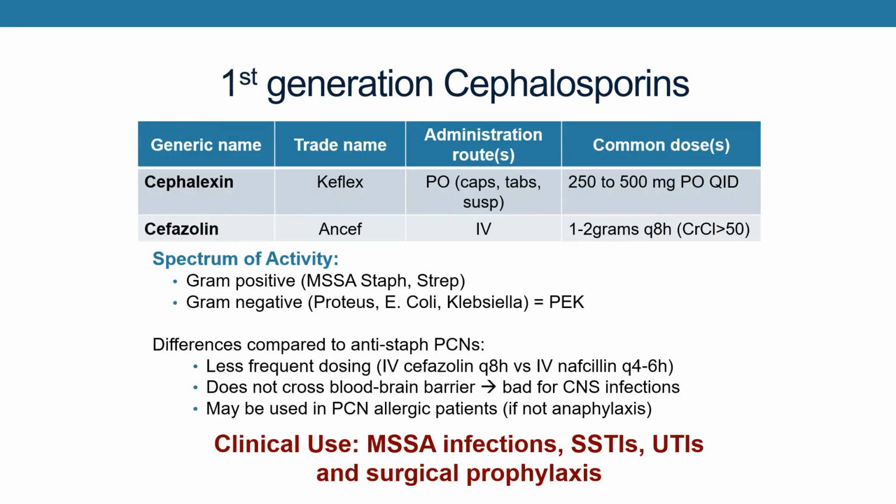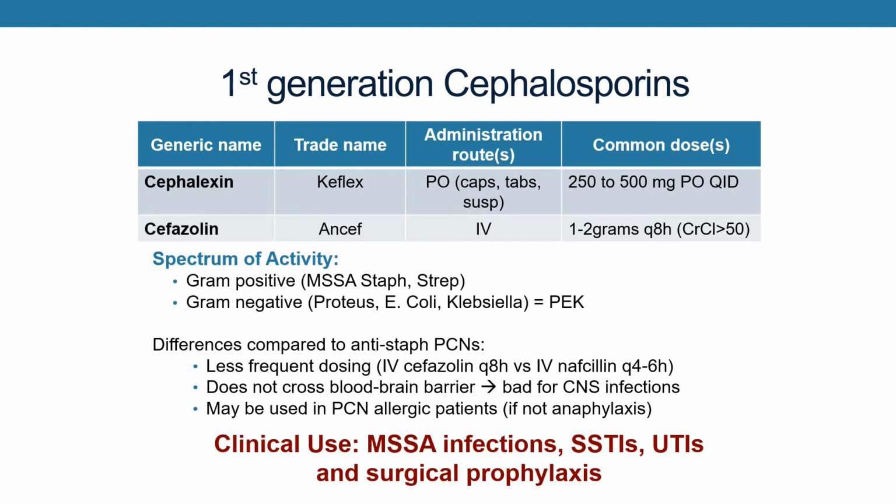So first up, we have our first generation cephalosporins, and the drugs to remember in this class are cephalexin, which is administered by mouth, and cefazolin, which is administered intravenously. These medications have great activity against methicillin-sensitive Staph aureus and Streptococcus. They also have some gram-negative coverage, including Proteus, E. coli, and Klebsiella. However, these, just like all the generations of cephalosporins, have no Enterococcus coverage, which is something important to remember about this class of medications.